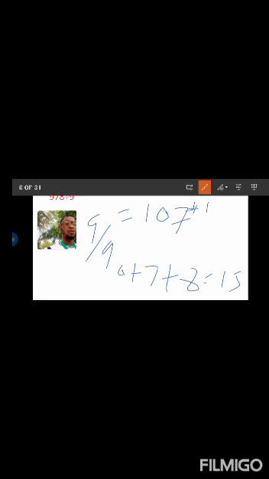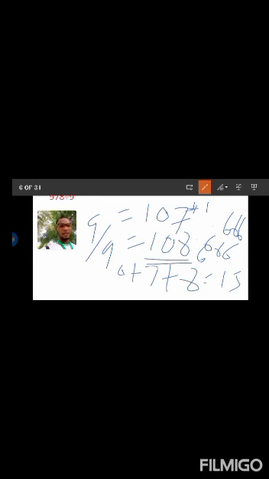Plus 1, right? Remainder 6. So it's going to be 6, 6, 6. So the answer is going to be 1, 0. 7 plus 1 is 8. So 1, 0, 8.666. So that's going to be our answer. So our answer is going to be 108.666. I believe you all got that clearly.